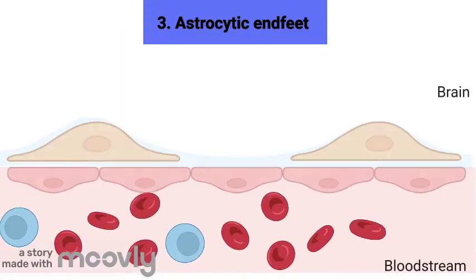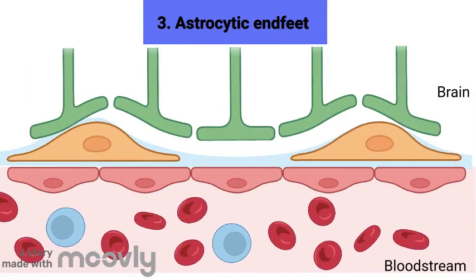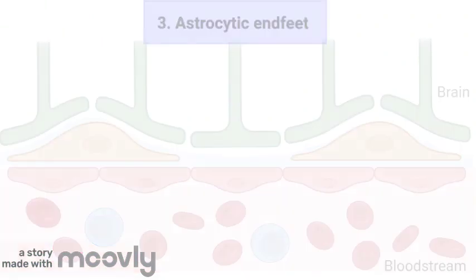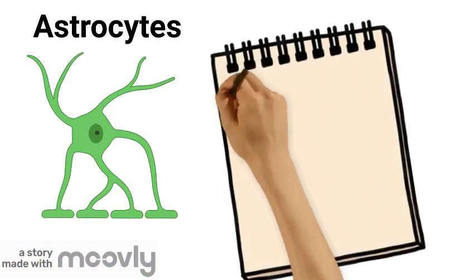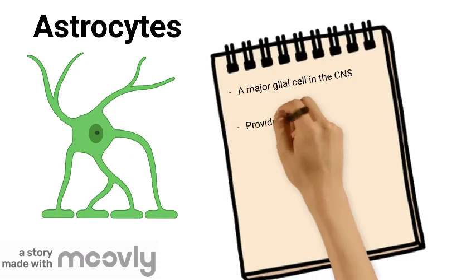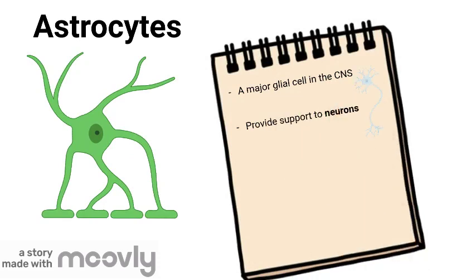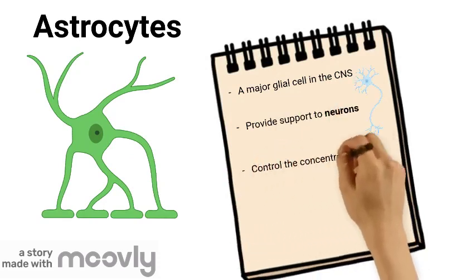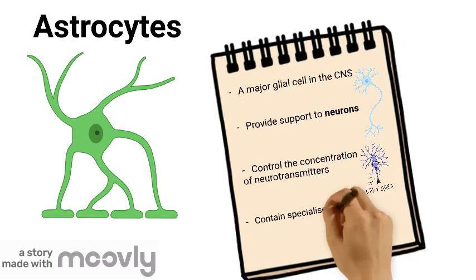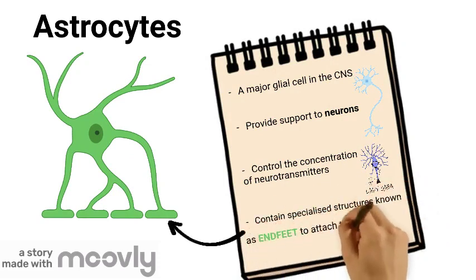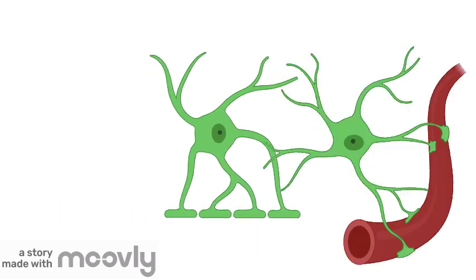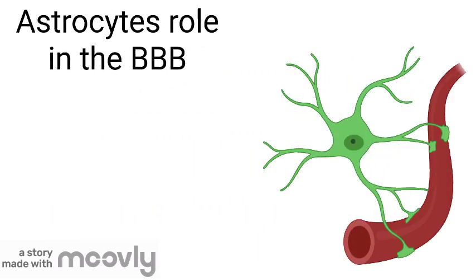The last cell we'll be looking at in the NVU is the astrocyte end feet, which ensheath the blood vessel. Let's start by zooming out and looking at what astrocytes are. They are a type of glial cell in the central nervous system, which provides support to neurons and can control concentration of neurotransmitters, but the most important feature is their end feet. Now, looking at the astrocyte in the context of a blood vessel, we can see the end feet attach.